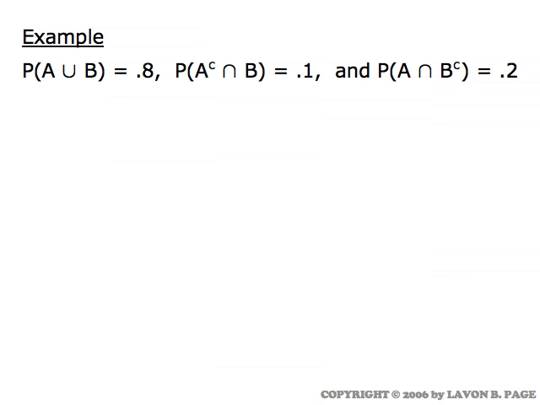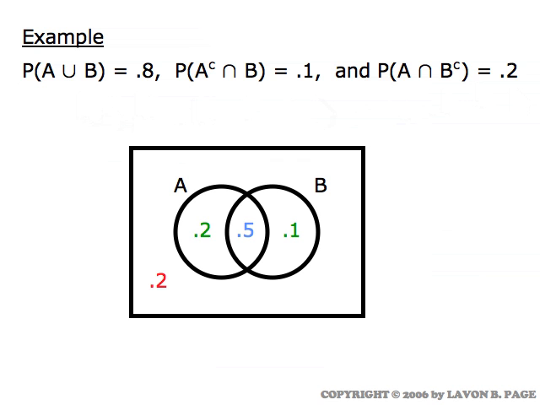Here's an example where we have some probability information. We know that the union of two events has probability 0.8. A complement intersect B has probability 0.1, and A intersect B complement has probability 0.2. Let's use this example to illustrate the usefulness of a Venn diagram.